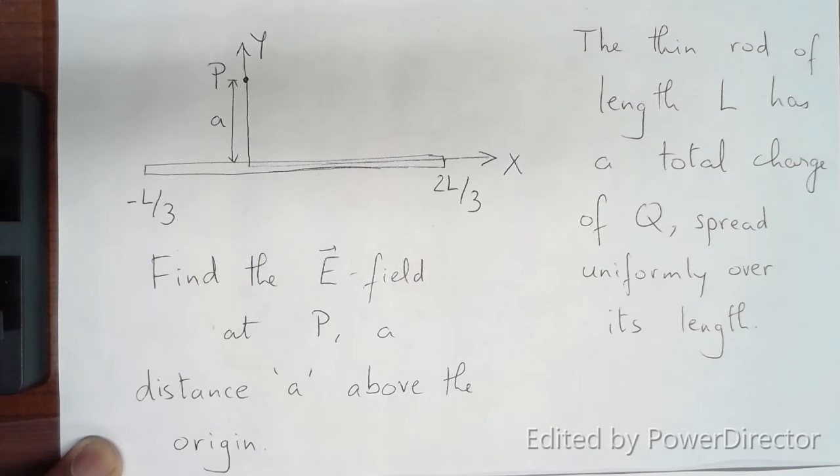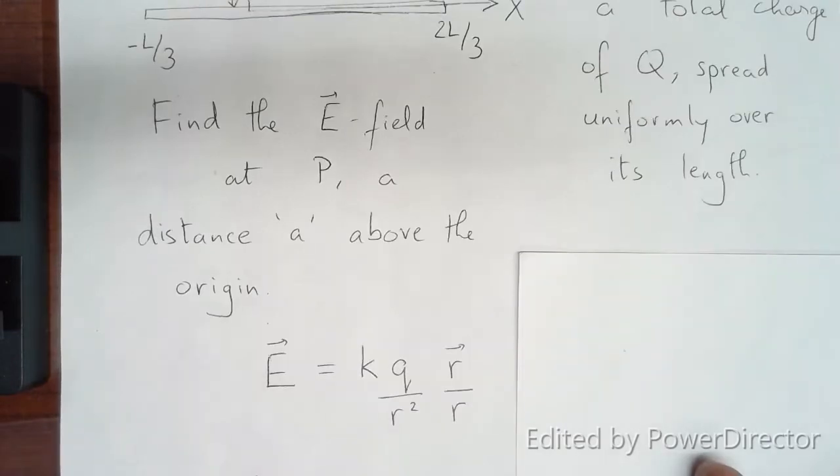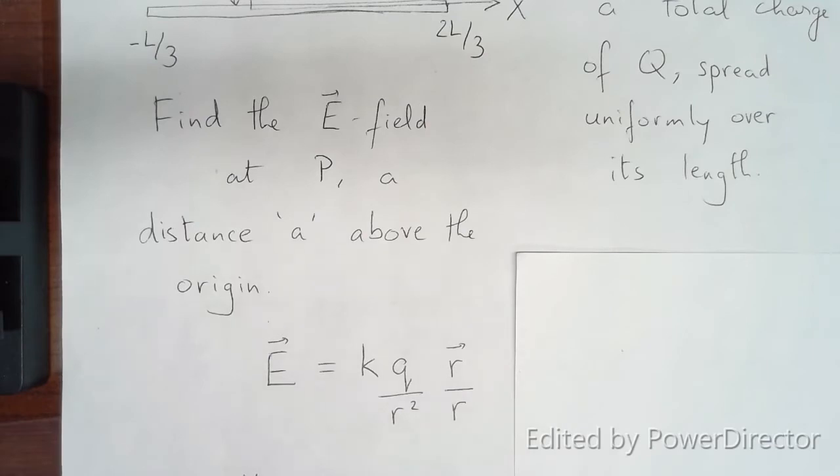Well, we start with what we already know, which is how to find the field due to a point charge. We know that the electric field due to a single point charge is given by E is equal to KQ over R squared times R vector over R. But you would say the rod is not a point charge. But what we can do is chop up the rod into an infinite number of tiny pieces, which are so small that they can each be considered a point charge.